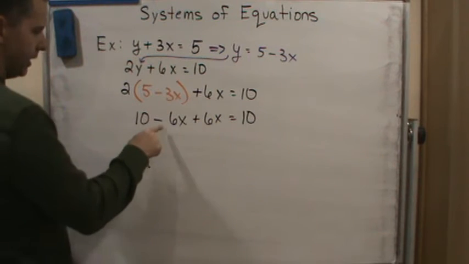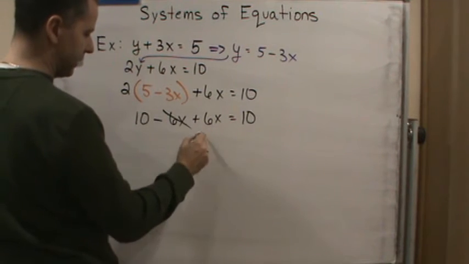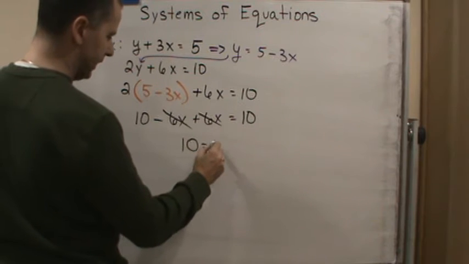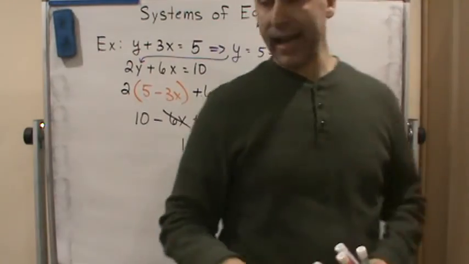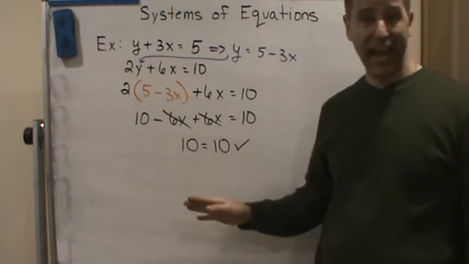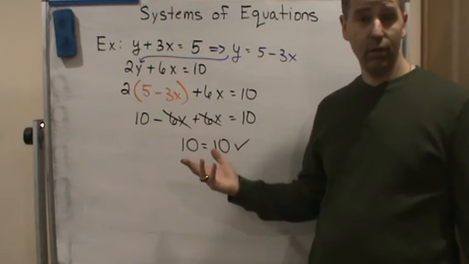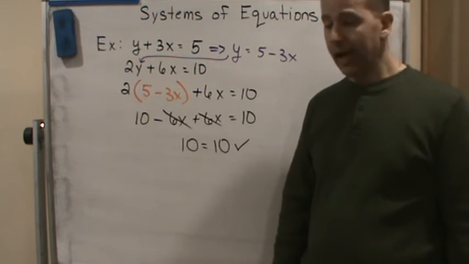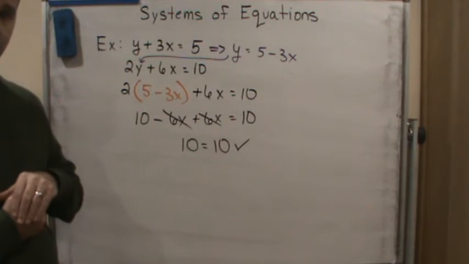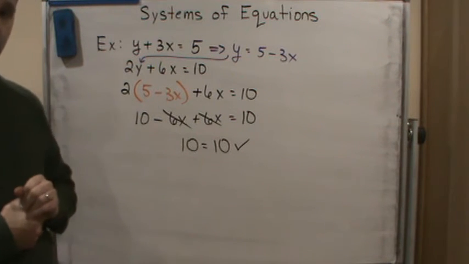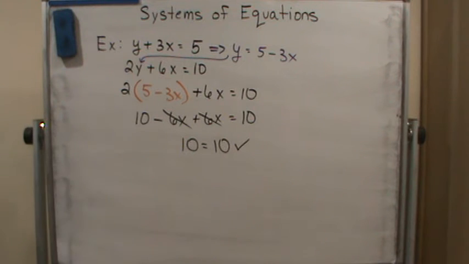Now notice something here. Minus 6x plus 6x cancels each other out, and I end up with 10 equals 10, which is a true statement. What does this tell you? This tells you that no matter what values of x and y I use, this is always going to be true. Which tells me that there are no unique values of x and y that will make this true. This tells us that there are an infinite number of solutions. It doesn't matter. There are an infinite number of solutions.